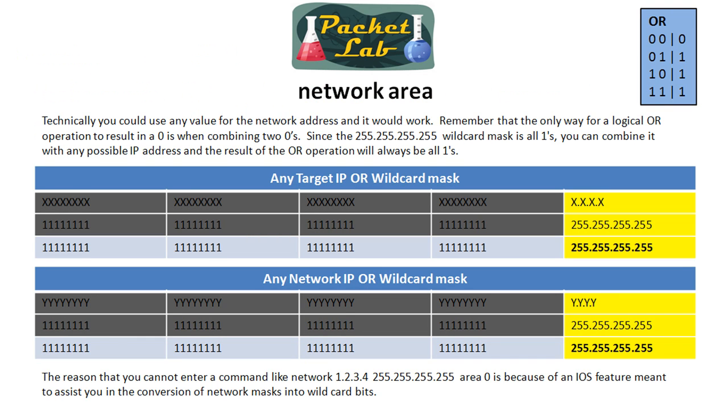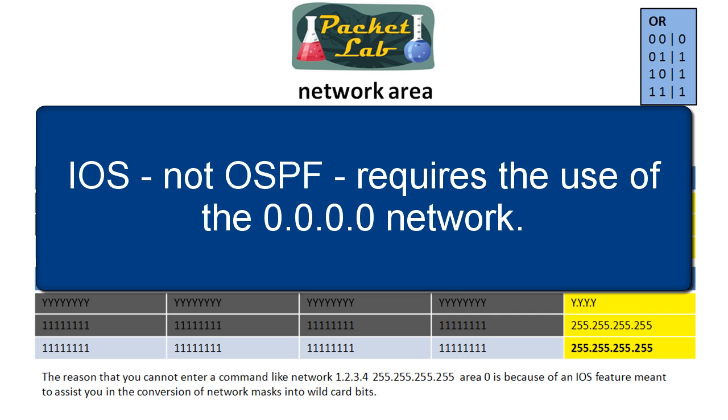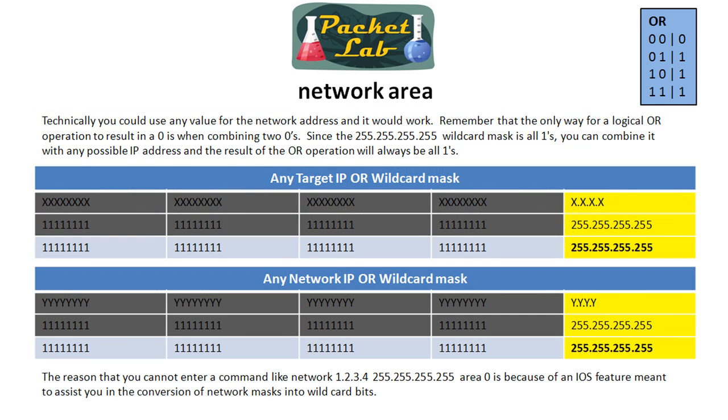All right, this is a little bit off topic, but since we did do the binary math early on, it's actually kind of relevant, because technically you should be able to use any network address combined with the quad 255s wildcard mask, and that should match for all interfaces. But OSPF requires that you use the quad zeros. So let's take a look at the binary real quick.